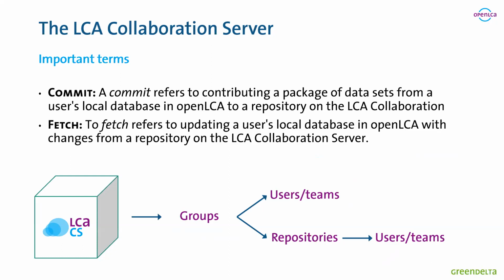Also regarding the LCA collaboration server, we would like to briefly explain its structure. One server can host different groups. You can think of a group as a working group which hosts several repositories. You can assign specific databases or repositories to a group, and you can also assign users or teams to specific groups or repositories, which can then access the LCA data. And the team is basically just an aggregation of users.